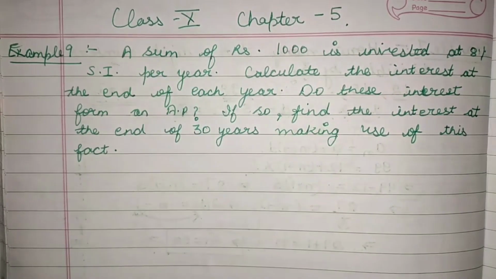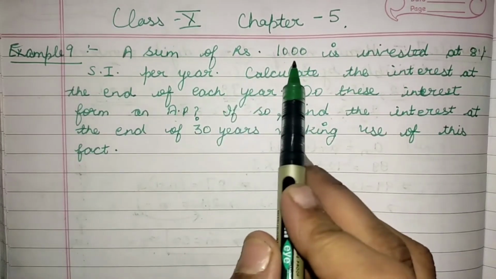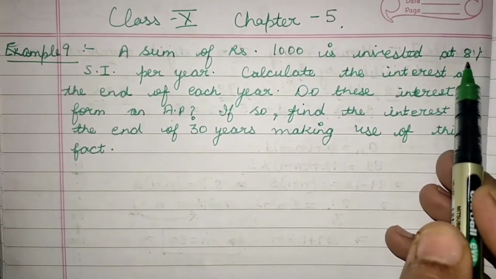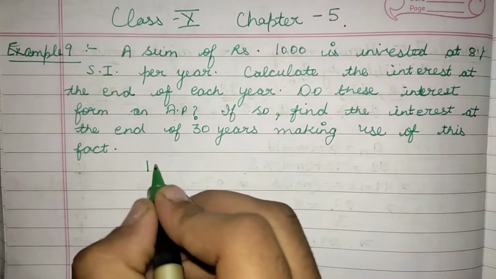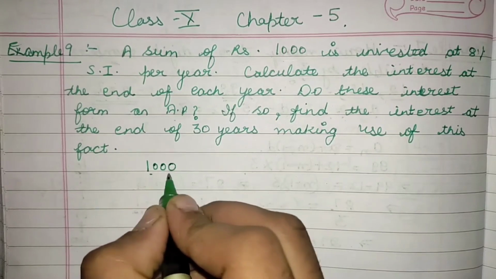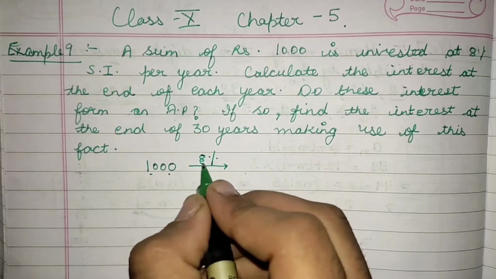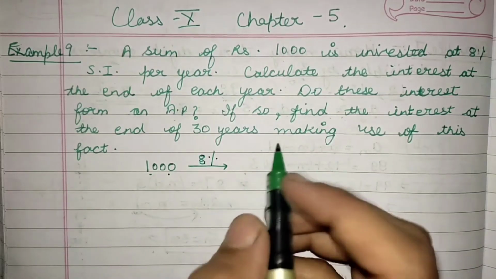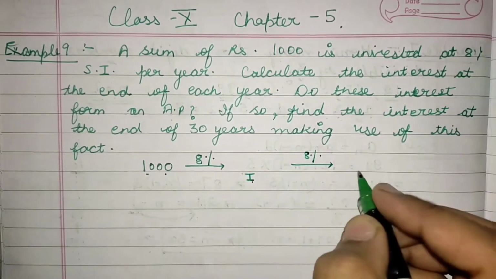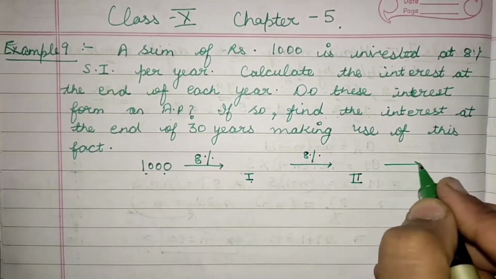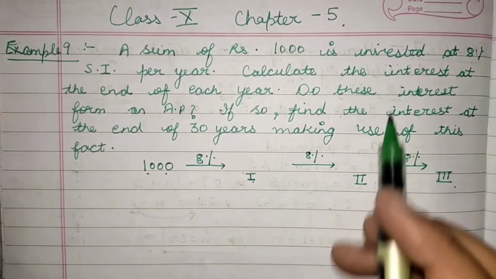What does the statement say for example number 9? The statement says that a sum of rupees 1000 is invested at 8% simple interest per year. It means initially they have deposited 1000 rupees and on this 1000 rupees they will get interest of 8% per year. Each year they will get interest: this is the interest for the first year, this is the interest for the second year, and again for the third year they will get the same interest.